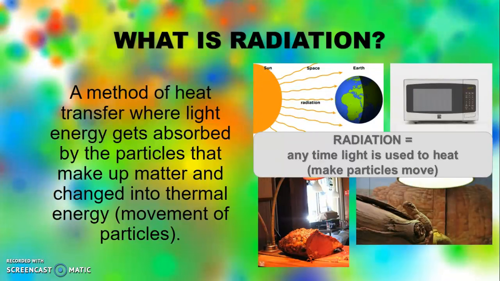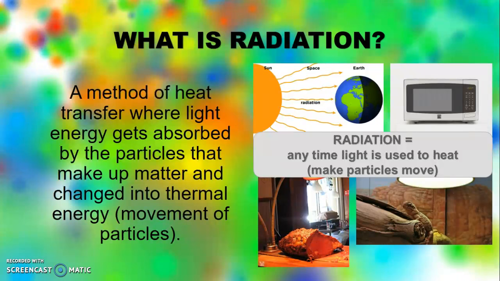If you need to, pause my screen to record this definition. Radiation is one of 3 methods where thermal energy is transferred. In this process, light is absorbed by the particles that make up matter. Since the energy has to go somewhere, the light energy is transformed into thermal energy as the particles of the matter start to move faster and faster.